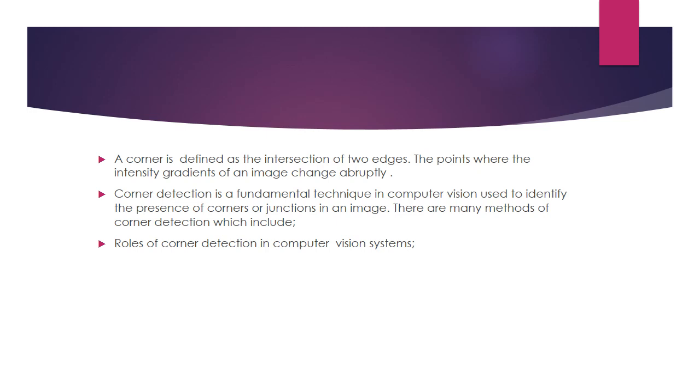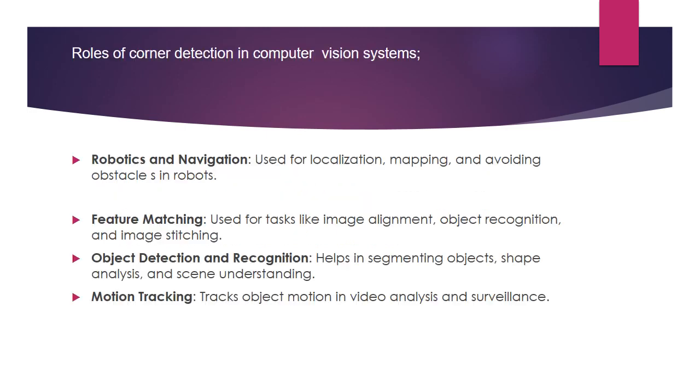It's also a fundamental technique in computer vision that is used to identify the presence of corners or junctions in an image. Corner detection is the process you go through to identify the presence of corners within an image. So there are actually various roles of corner detection in computer vision.